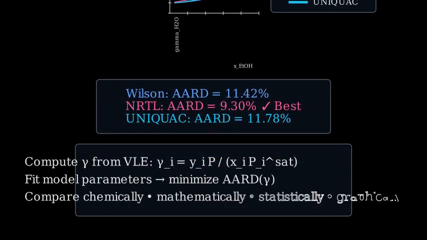Takeaways. 1. Compute activity coefficients directly from vapor-liquid equilibrium data using the measured vapor fraction, the total pressure, and saturation pressures. 2. Fit Wilson, NRTL, or UNIQUAC parameters to minimize average absolute relative deviation. 3. Always compare models chemically, mathematically, statistically, and graphically to ensure the model you choose is robust for your process design.